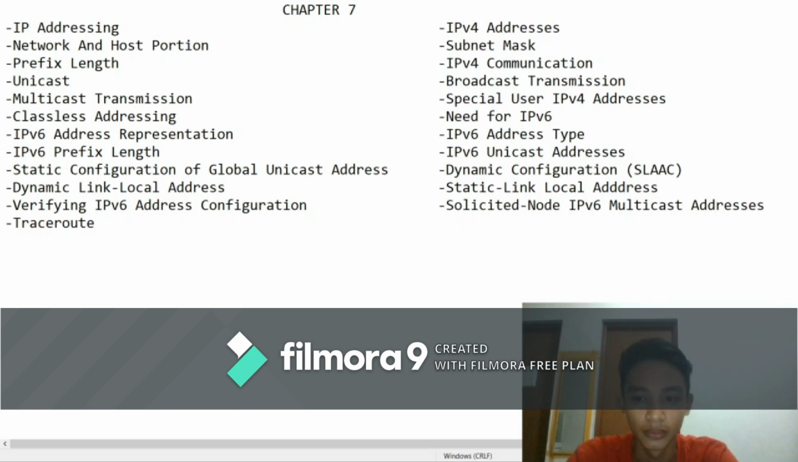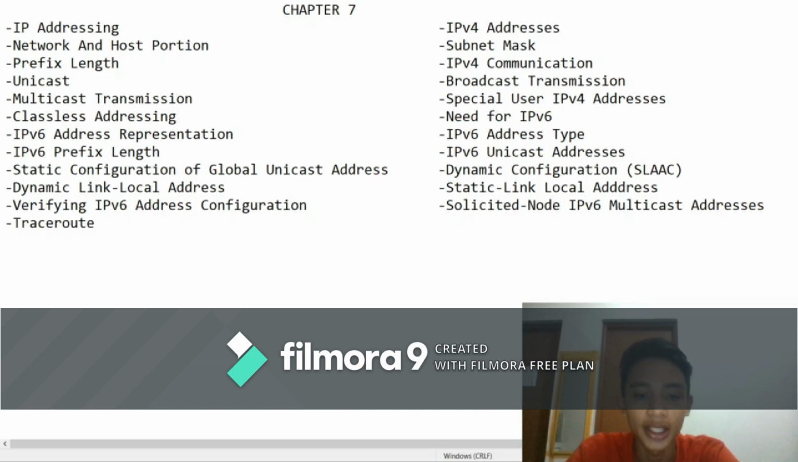The need for IPv6. IPv6 is designed to be the successor to IPv4 because IPv6 has a larger 128-bit address space, providing for 340 undecillion addresses. IPv6 address representation. IPv6 addresses are 128 bits in length and written as strings of hexadecimal values. Every 4 bits is represented by a single hexadecimal digit for a total of 32 hexadecimal values.